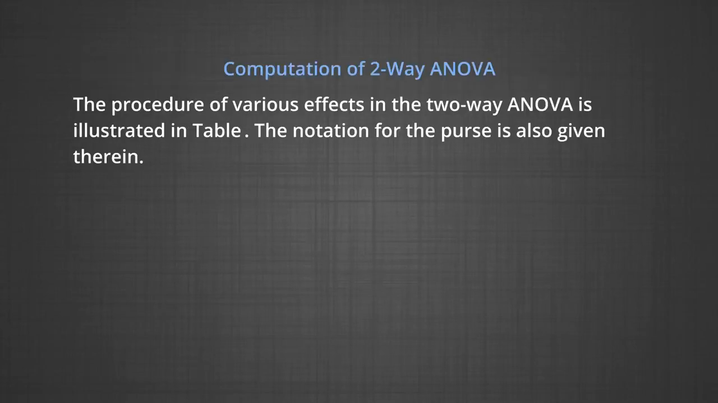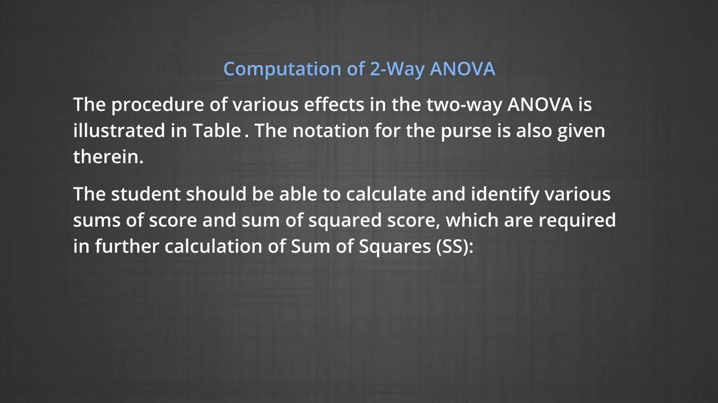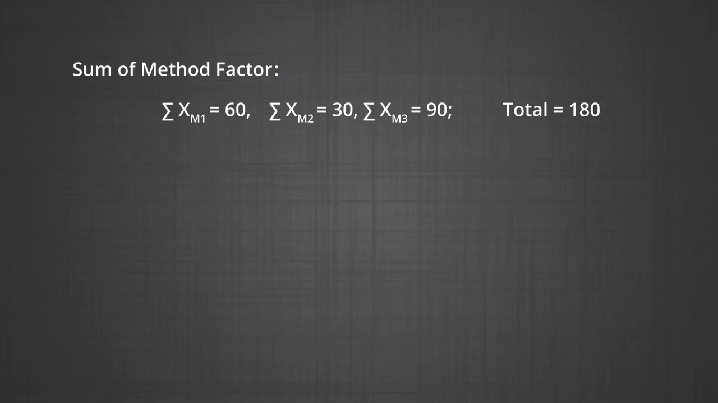The procedure of calculation of various effects in the two-way ANOVA is illustrated in a table. The notation for the purpose is also given therein. Students should be able to calculate and identify various sums of scores and sums of squared scores, which are required in the further calculation of sums of squares. Now, number 1, sums of method factor. Sigma X M1 is equal to 60, sigma X M2 is equal to 30, sigma X M3 is equal to 90, and total is 180.